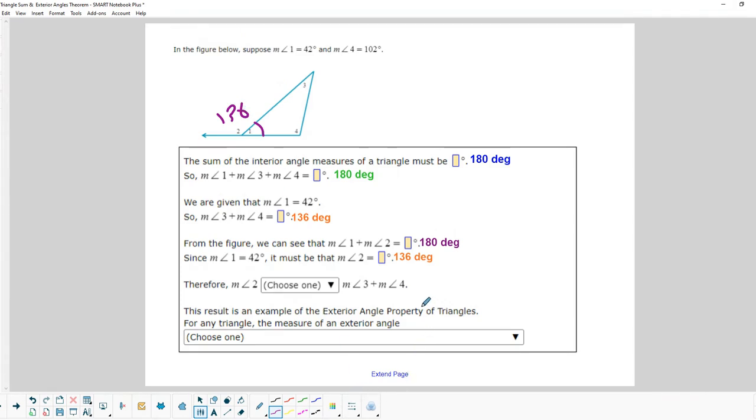So what did we learn by this? Well, we learned that these two things happen to be equal or congruent. And then we also learned that the sum of the two interior remote angles is equal to the exterior angle. So that's just a kind of busy way of showing the official definition that we've been practicing.